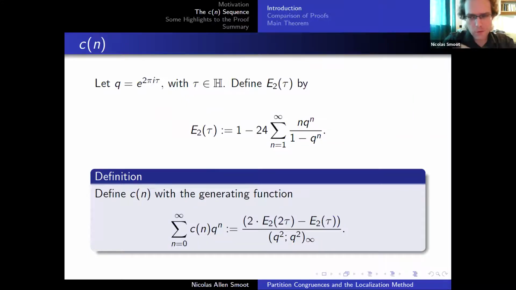Now you may remember E2 of tau is not really all that well behaved as a function, but you look down here, 2E2 of 2 tau minus E2 of tau, that's a nice function. In fact, it's a modular form and relatively well behaved. So I'm going to define c(n) as the coefficients of this generating function.